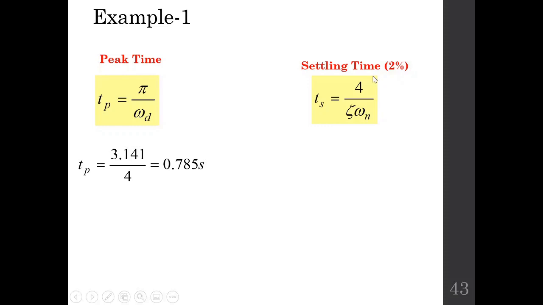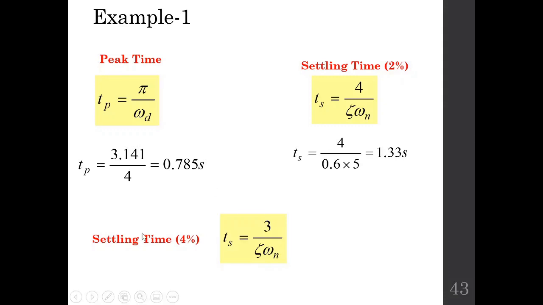2% settling time is equal to 4 divided by zeta into omega n. So by putting the value of zeta and omega n, we found the 2% settling time equals 1.33 seconds. Here zeta is 0.6 and omega n is 5, which is already given in the question statement.